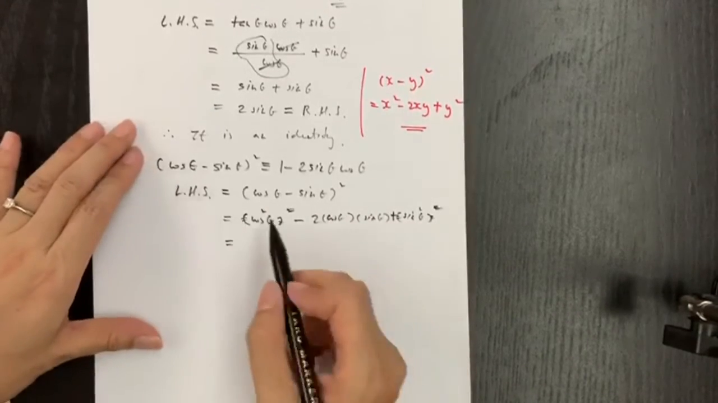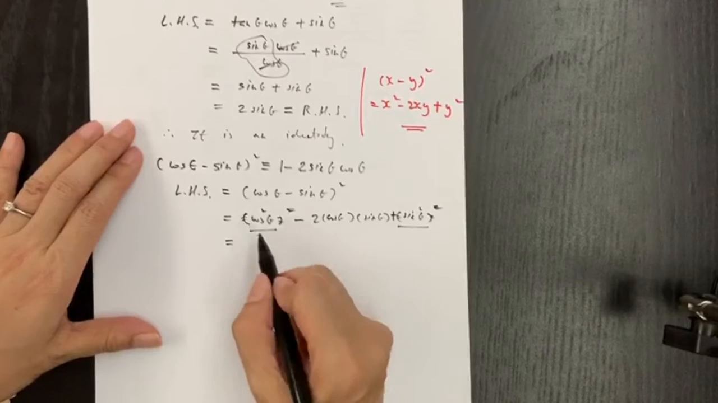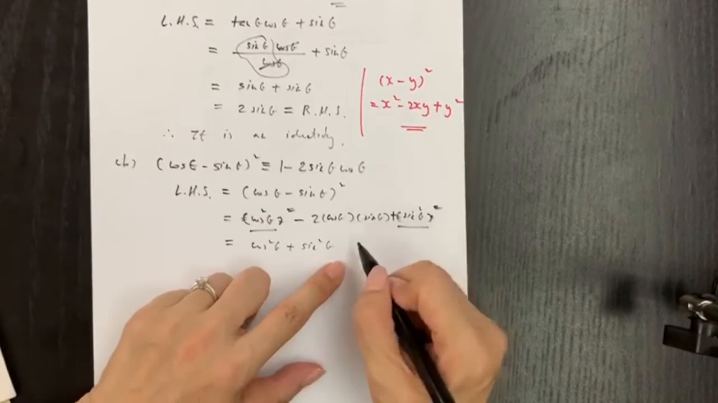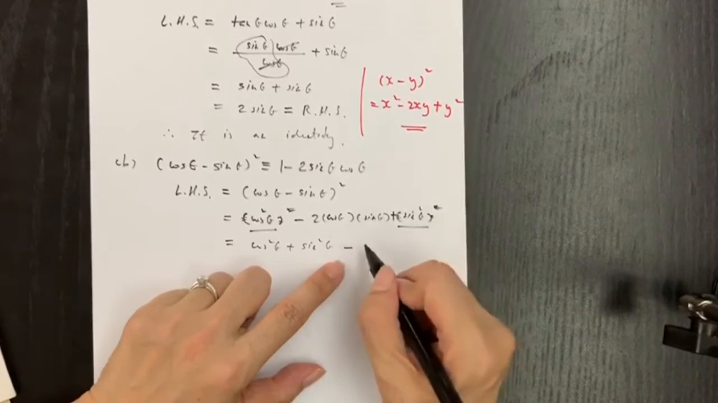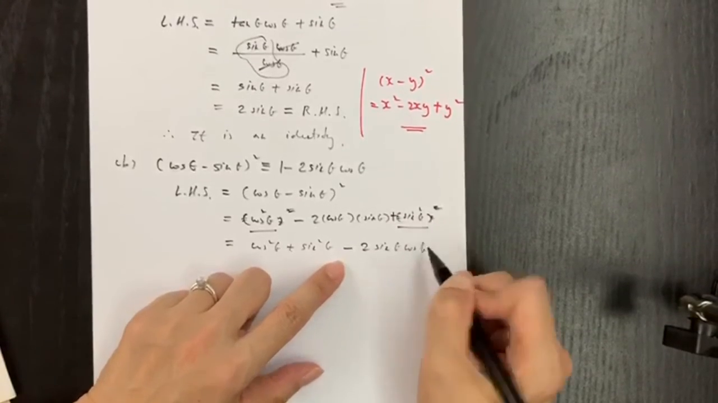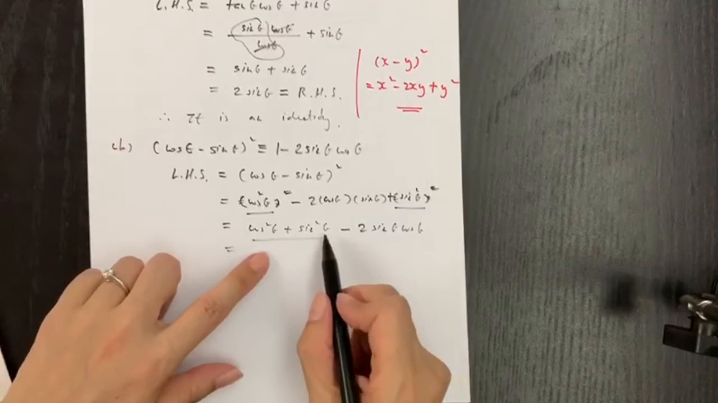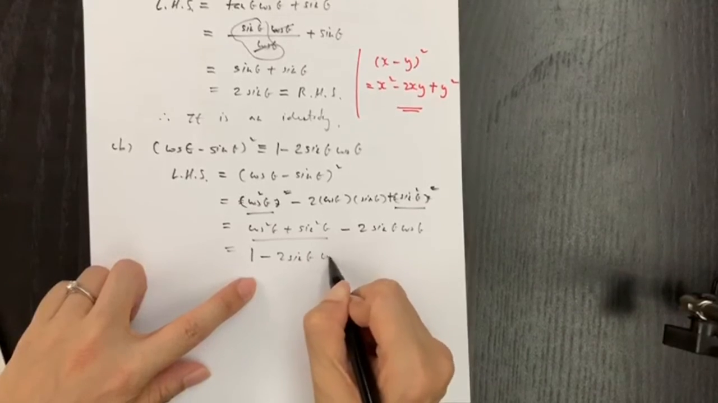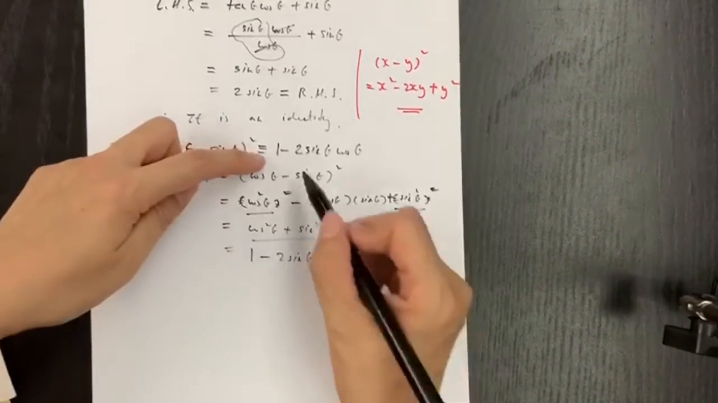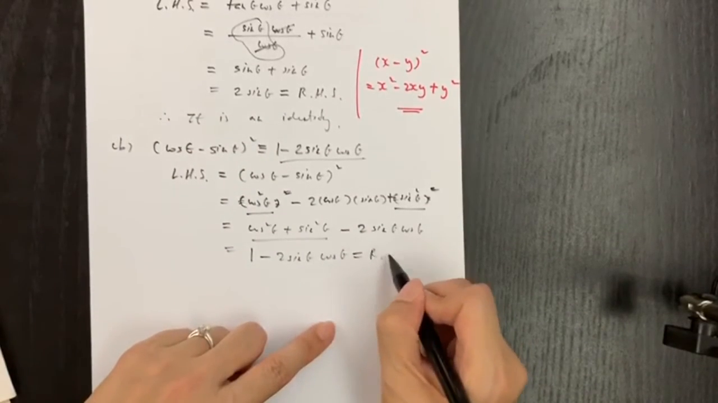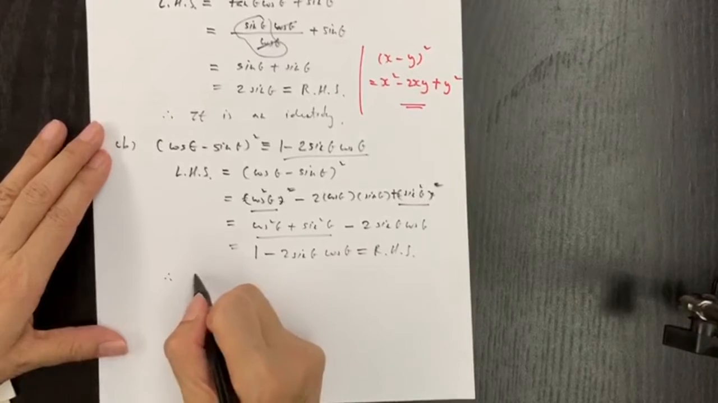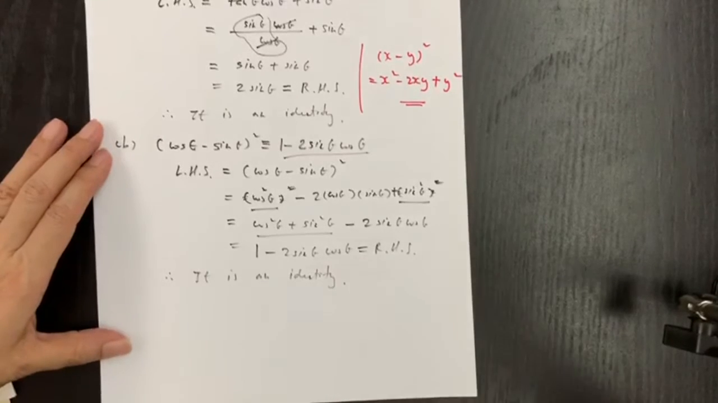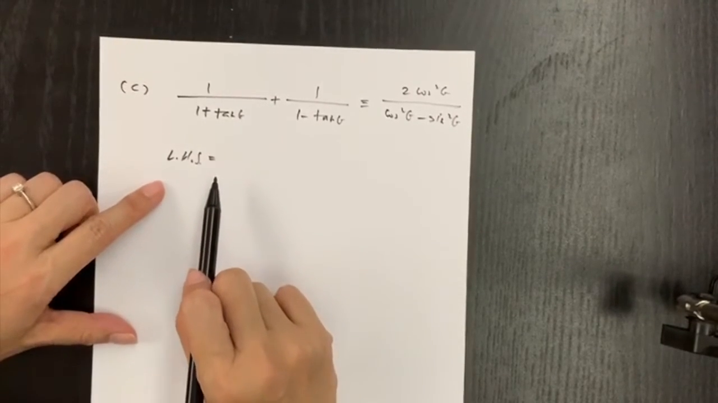Therefore, what do we have? So this is cosine square theta, plus sine square theta, and then I have this minus, okay, I change the order, 2 sine theta cosine theta, right? And what is this? Sine square theta plus cosine square theta, which is equal to 1. So 1 minus 2 sine theta cosine theta. Let's check on the right hand side, which is exactly the same as the right hand side. Okay, so conclusion, therefore it is an identity.